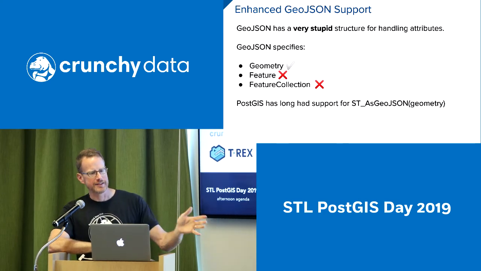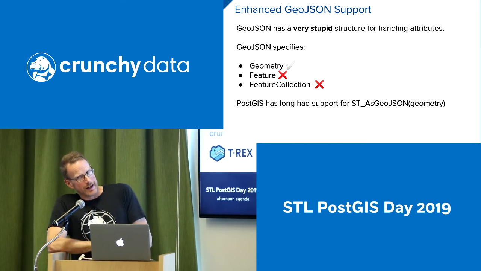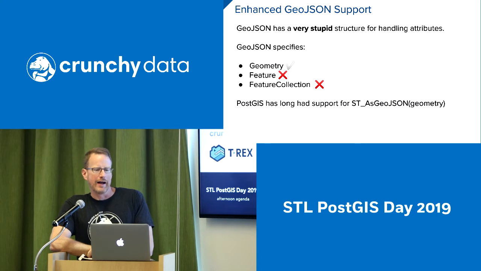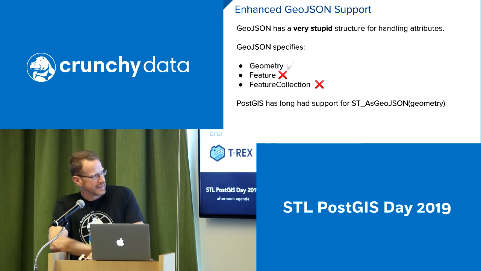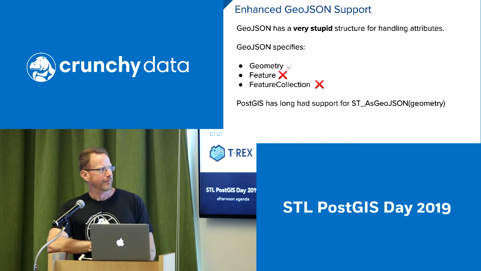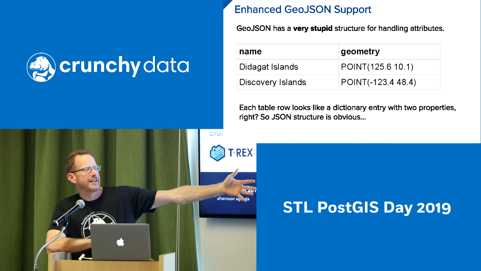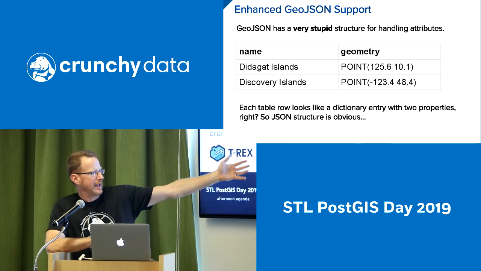Just like MVT, we've enhanced the GeoJSON support. Back in the old days, we've had GeoJSON support for a really long time. And I don't believe I'm wrong in saying that GeoJSON is perhaps the stupidest possible structure for handling attributes. Actually, no, I'm sure it's stupid. It's just a lazy structure. So the GeoJSON spec specifies three things. It specifies how to represent a geometry in JSON, and we've supported that. It specifies how to represent a feature in JSON and how to represent a collection in JSON. And this is sort of like a standard database table. It's got an attribute, a name, it's got the geometry in it.